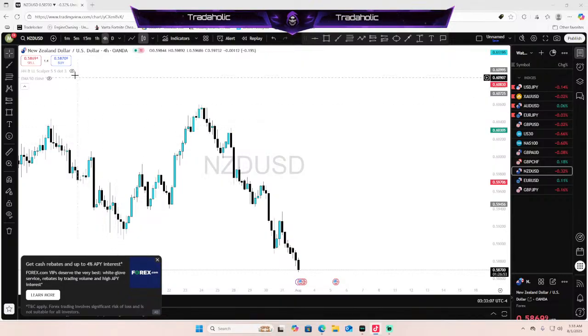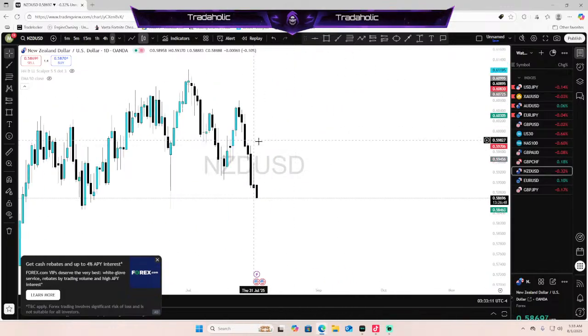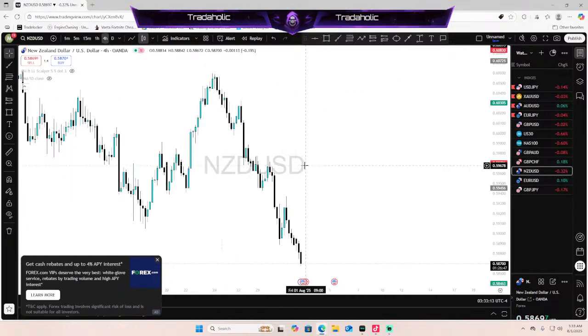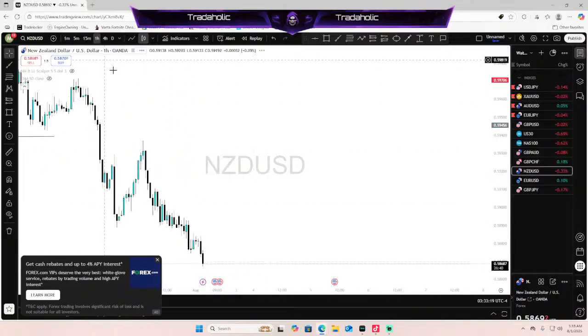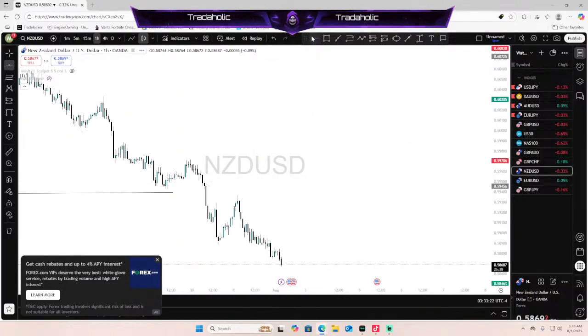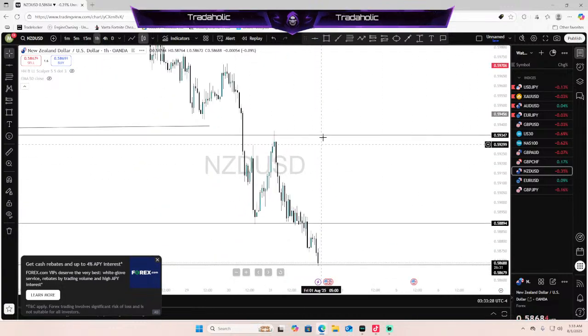Looking at NZDUSD. Start off on a daily time frame. Overall bearish, making a new low, as you can see right over here. Looking at a 4 hour time frame, we're bearish as well. Price took out these higher lows right over here, going bearish. Let's go on a 1 hour time frame. This is our current lower high. This is our previous low. This is our current low, where price is actually at right now.